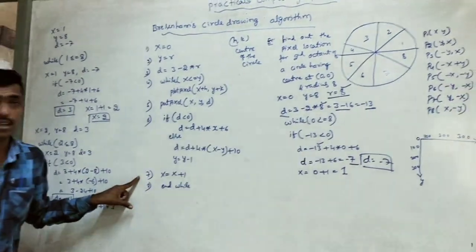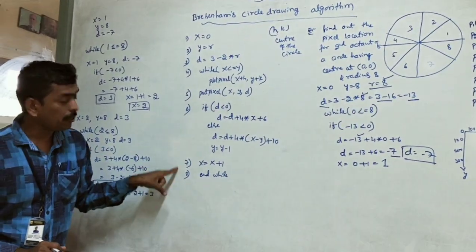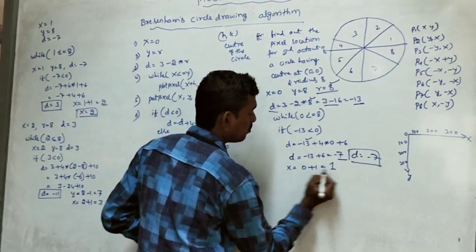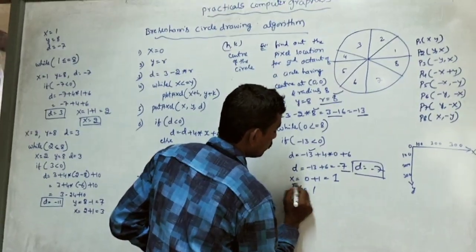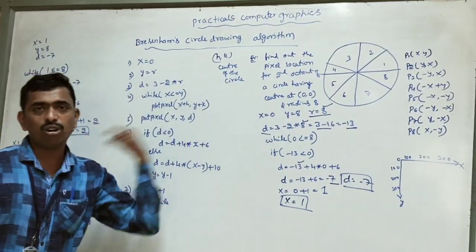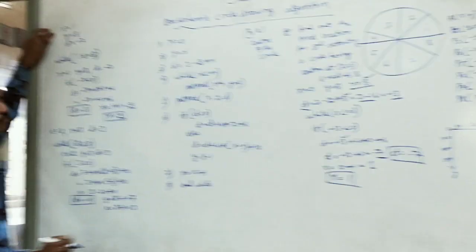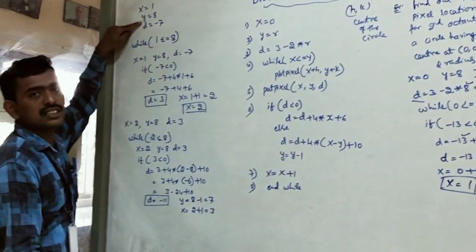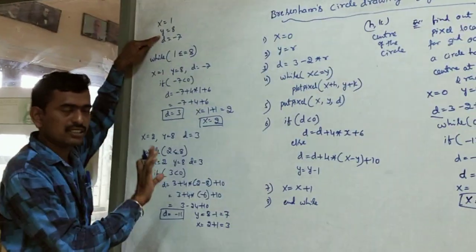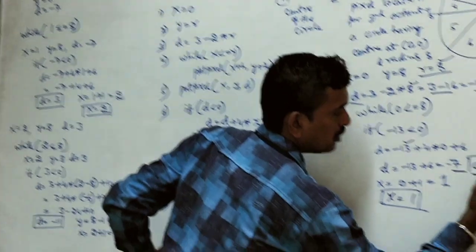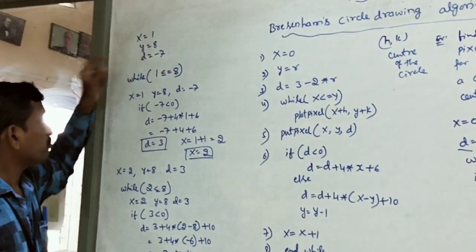Go to the 7th step: x equals x plus 1, an increment. Therefore 0 plus 1, finally x equals 1. This is the first tracing. The points carry on for the second step: x equals 1, and y is constant, nothing to change; the radius is constant because the value is assigned. d equals minus 7.